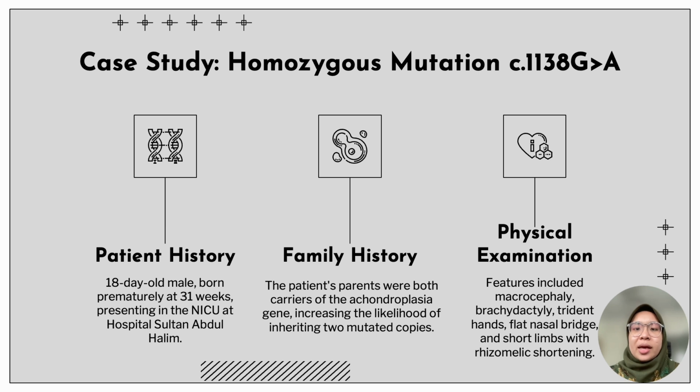Meet a baby, an 18-days-old male infant currently under care in the neonatal intensive care unit at Hospital Sultan Abdul Halim, Sungai Petani, Kedah. This baby was born prematurely at 31 weeks and presents with clinical features suggestive of achondroplasia. Both of this baby's parents have been diagnosed with achondroplasia, indicating a familial genetic predisposition to the condition.